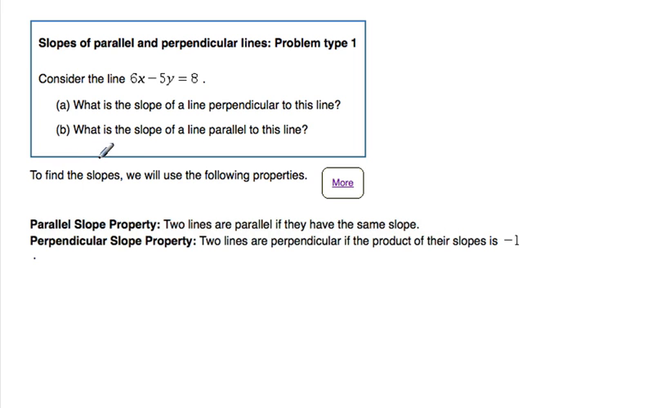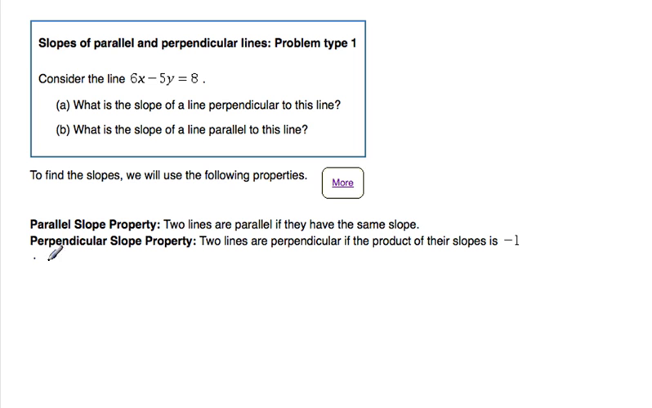To find the answers to these, the slopes, we're going to use the following properties. The parallel slope property, which states that two lines are parallel if they have the same slope, and the perpendicular slope property, which states that two lines are perpendicular if the product of their slopes is -1.